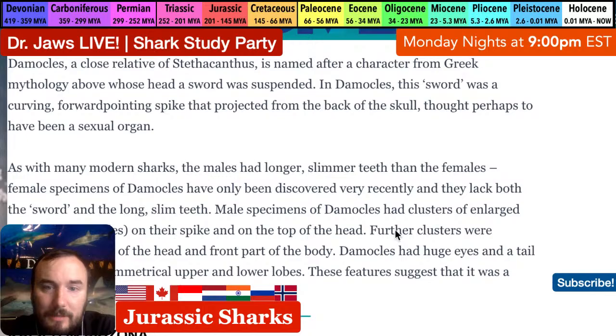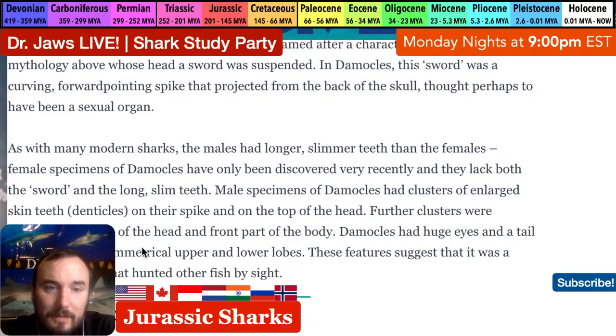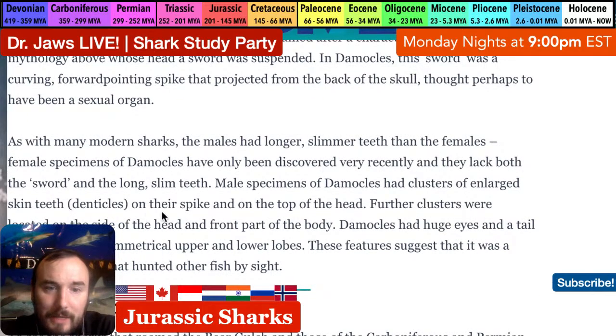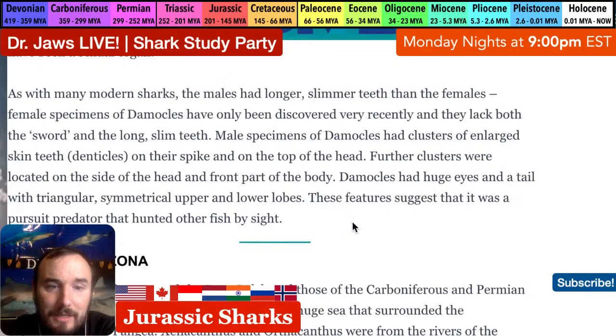Male specimens of Damocles had clusters of enlarged skin teeth, or denticles, on the spike on the top of their head. Further clusters were located on the sides of the head and in the front part of the body. Damocles had huge eyes and a tail with triangular, symmetrical upper and lower lobes. These features suggest that it was a pursuit predator that hunted other fish by sight.